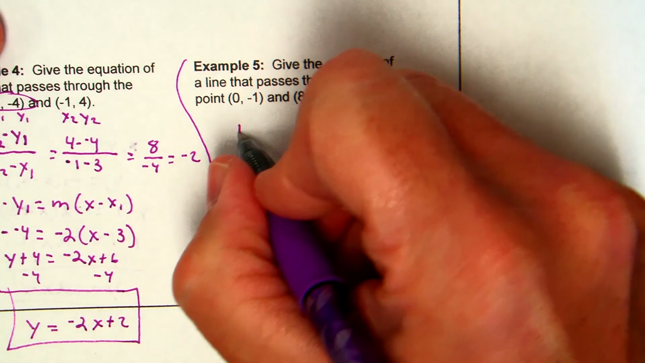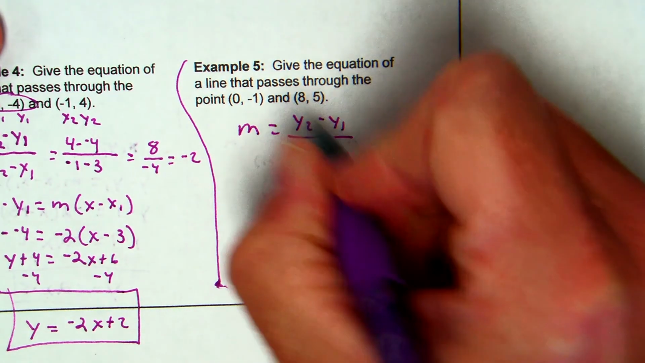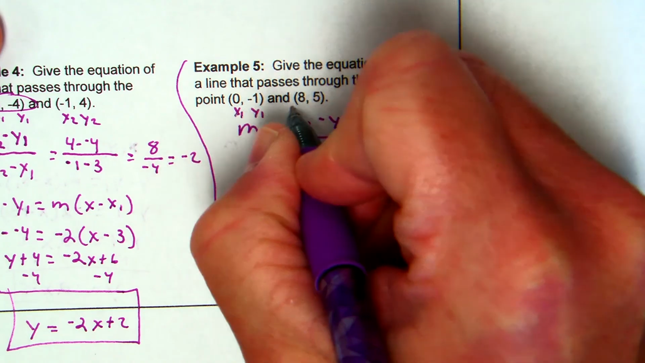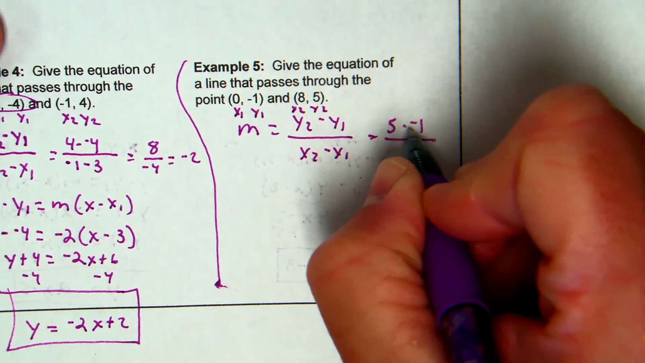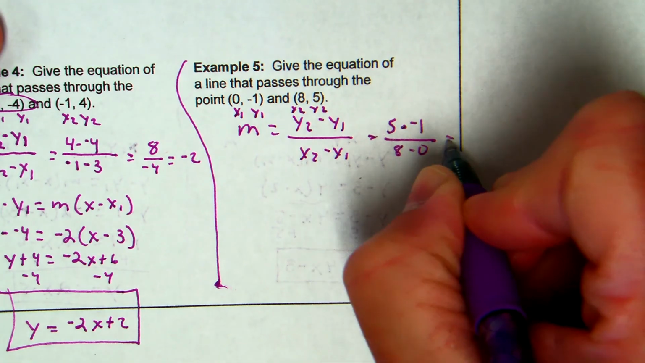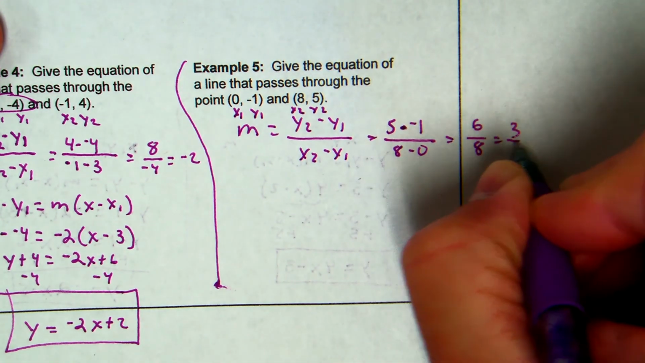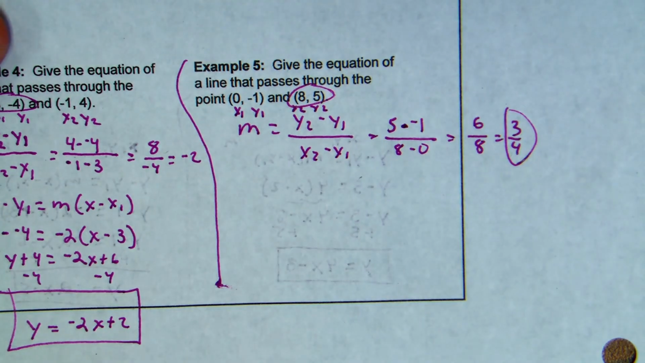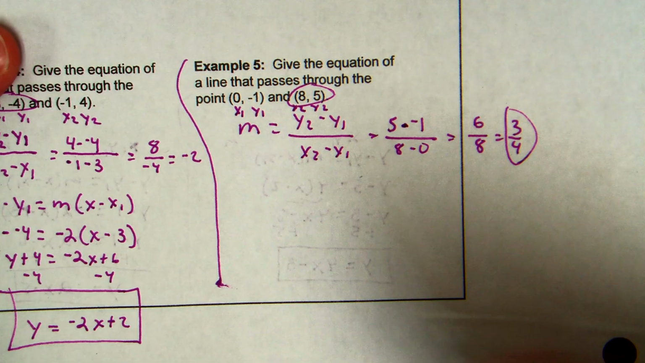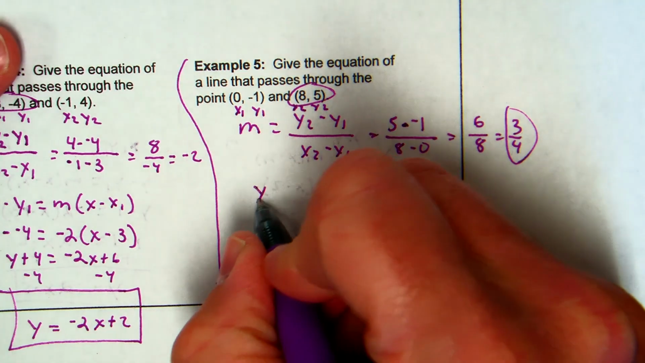Over here, your slope, y2 minus y1 over x2 minus x1. Let's call this x1, y1, x2, y2. This is 5 minus negative 1 over 8 minus 0. Oh, this one's going to be fun. This is 6 over 8, which is 3/4. I'm going to pick the 8, 5 because I really don't want to have to deal with a negative number, although we may find that having a 0 might have made it worthwhile.